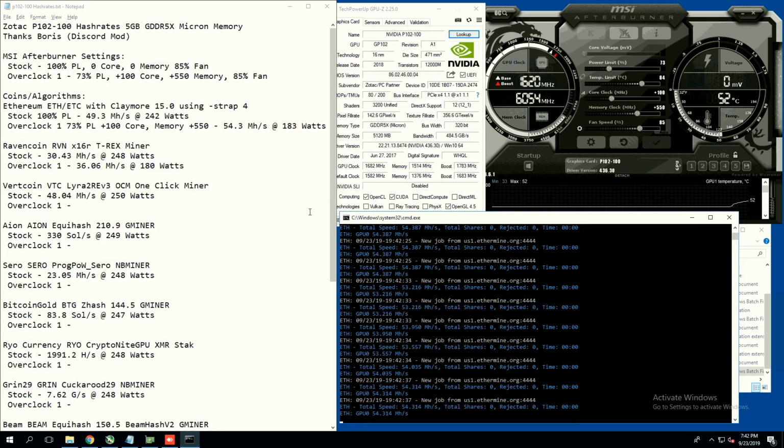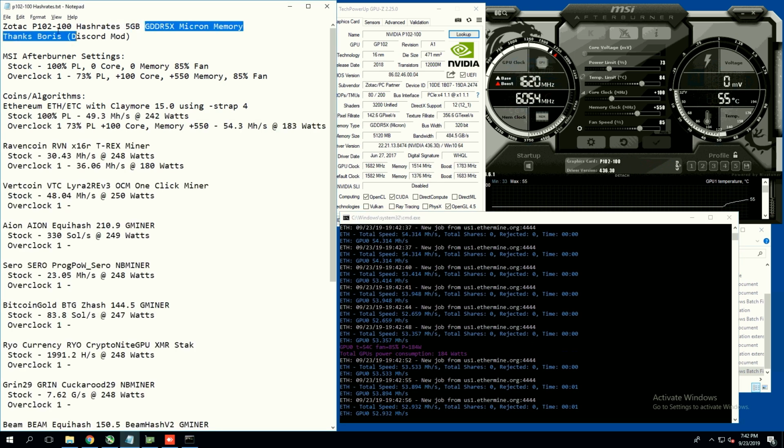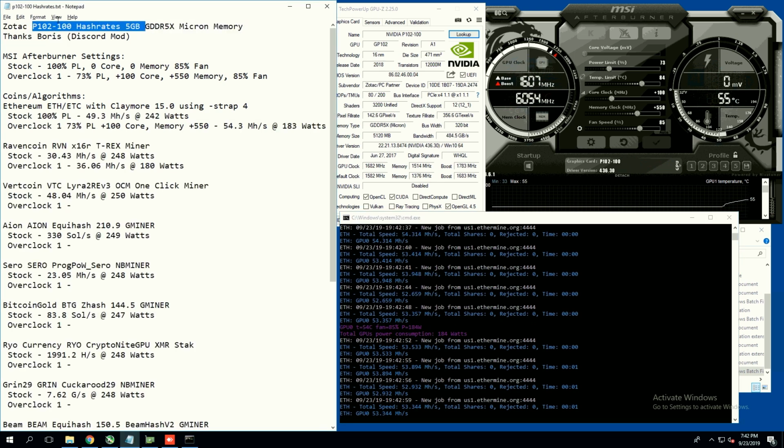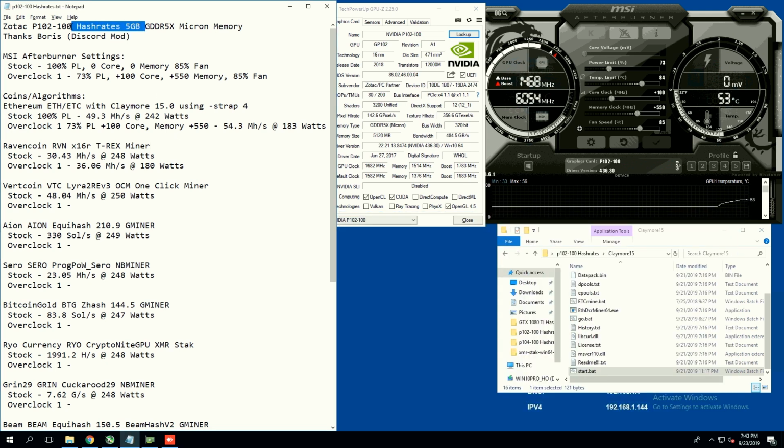This card's pretty efficient. I forgot to mention that this card has 5 gigabytes of GDDR5X Micron memory. I know that this card is able to be BIOS modded to 10 gigabytes apparently, but we don't have the BIOS file for the P102-100 to unlock it. But maybe one day, if we get that file, I will make another video for you guys, and apparently we might be able to get higher hash rates once we unlock it. I'll keep you guys updated, but for now, we're only going to be able to do the 5 gigabyte version.